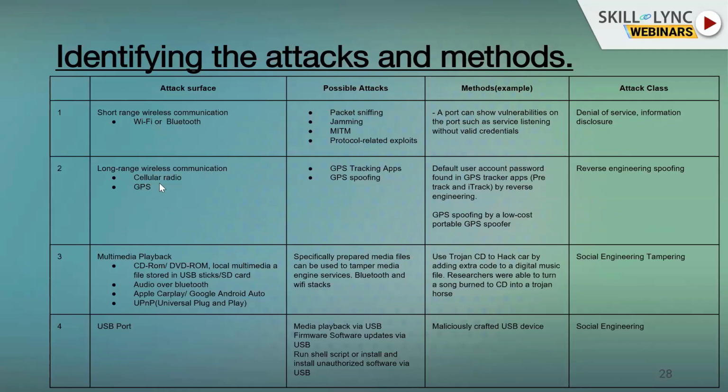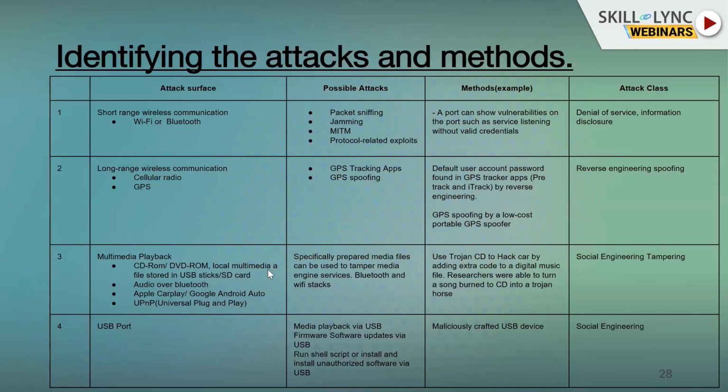Similarly, you have your cellular and radio GPS, which are long range. So you can have GPS tracking apps and GPS spoofing. What could be the method? A default user account password found in the GPS tracker apps, such as PreTrack or iTrack, by reverse engineering. Then GPS spoofing by a low-cost portable GPS spoofer. It has generally been observed that this is done many times, and there were many cases where GPS spoofing has happened. So what could be the attack class? Reverse engineering and spoofing could be the attack classes.